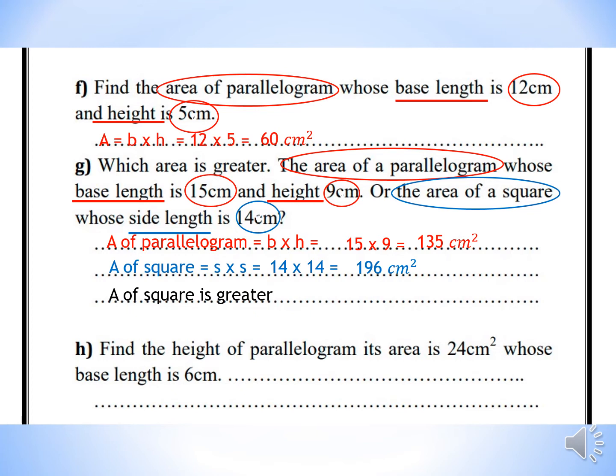In letter H, find the height of the parallelogram. Its area is 24 centimeters squared, whose base length is 6 centimeters. So here he wants the height of the parallelogram. He gives me the area of the parallelogram, 24 centimeters squared, and the base is 6. How can I get the height? The height equals area over base. So the area here is 24 and the base is 6, so it will be 24 over 6. So the height equals 4 centimeters.